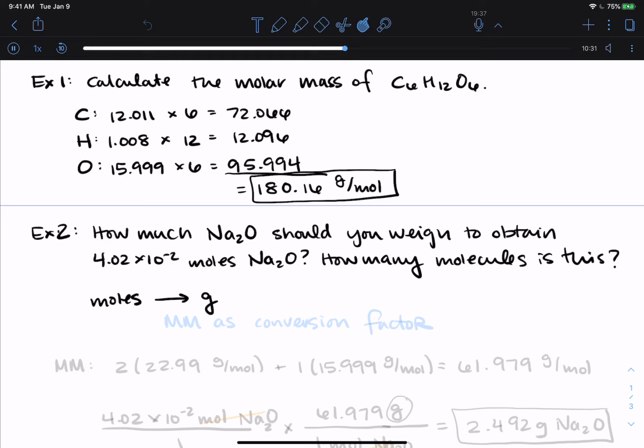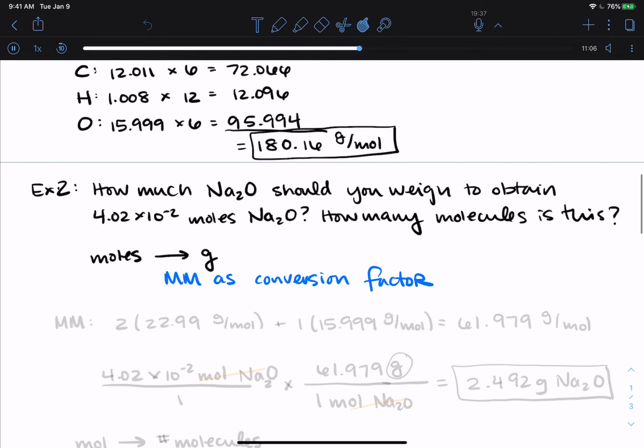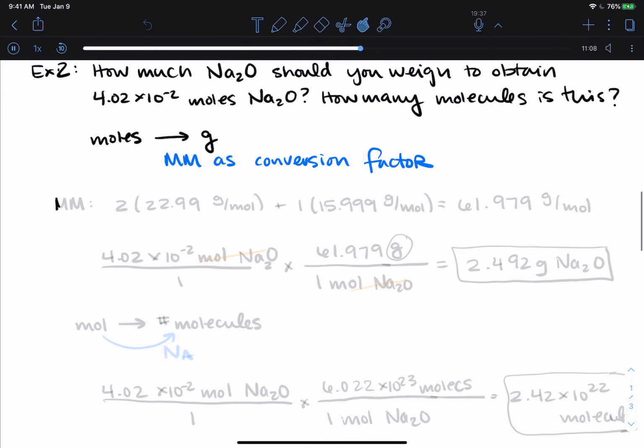So what we're doing here is we're using the molar mass as a conversion factor. My units are grams per mole for the molar mass. If I just look back at my C6H12O6, 1 mole is 180.16 grams, so I can write that in the format of a conversion factor. Now, I'm dealing with sodium oxide this time. I need to actually calculate the molar mass of that before I can use it. So let's set that up.